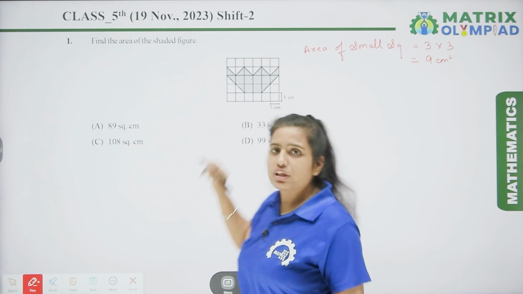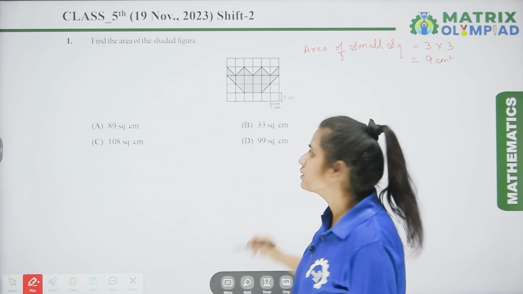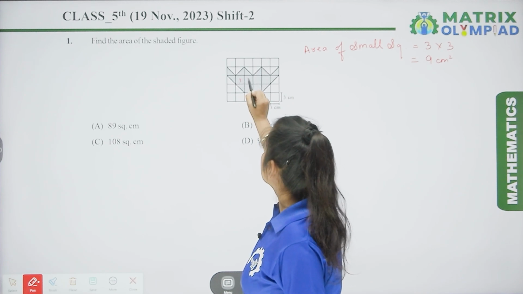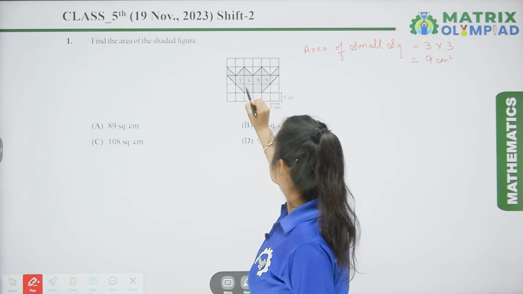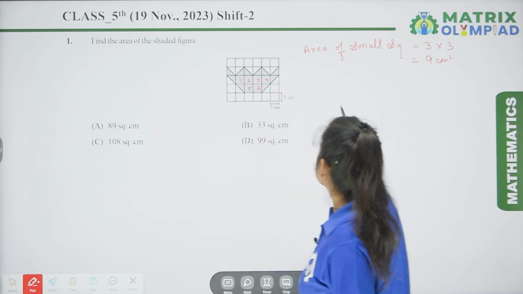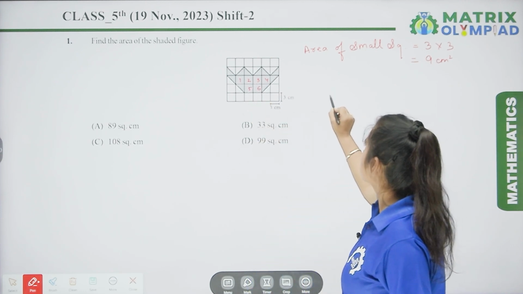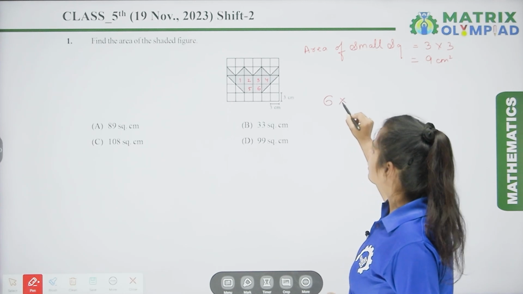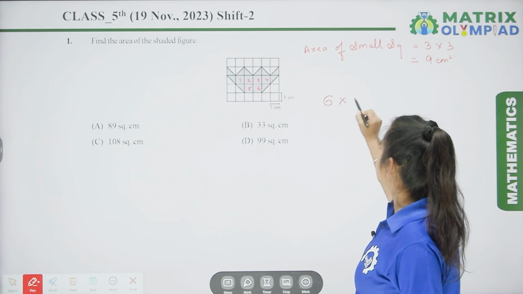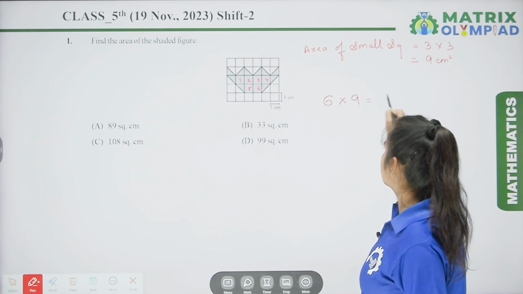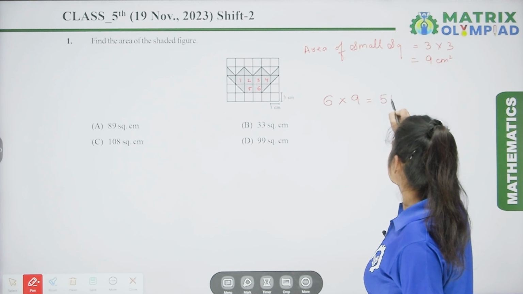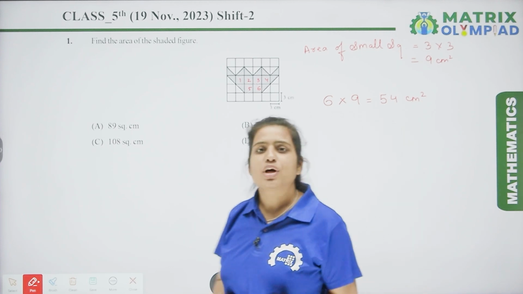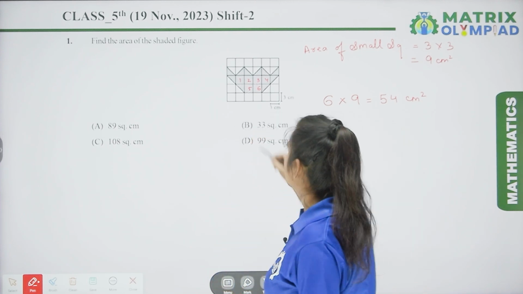So let's count the full small boxes in this figure that are shaded. This 1, 2, 3, 4, 5, 6. So 6 full small squares are shaded, means the area of 6 small squares is equal to 6 multiplied by 9, that is 54 centimeter square. Now let's count the number of half squares.